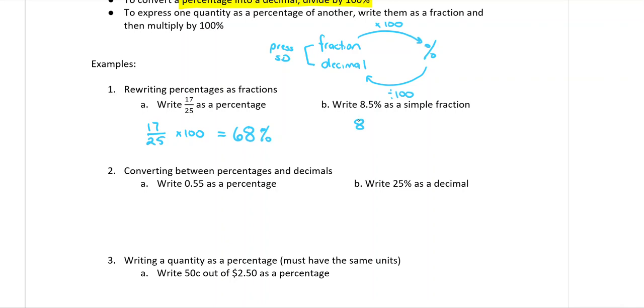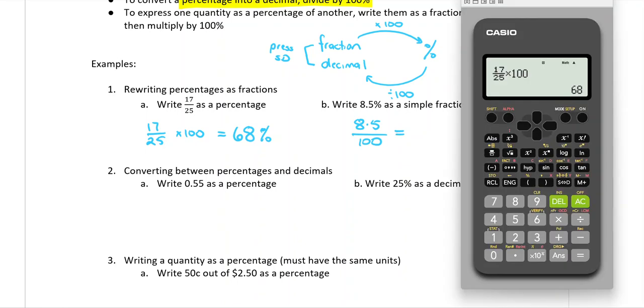So you write down 8.5, and I want to divide it by 100. You have a choice. You can either go divide by 100 like that, or you can go divide by 100 like that. Now, it doesn't actually matter because your calculator with that SD button will change between the two of them, but probably that version, because I want a fraction, probably makes sense to put that down as a fraction like that. We have to have it simplified, so again, we type it in our calculator.